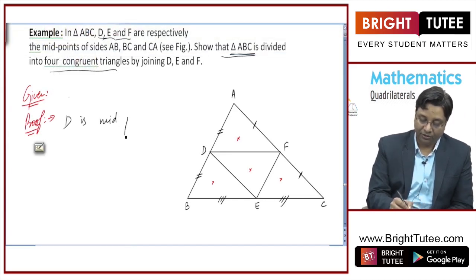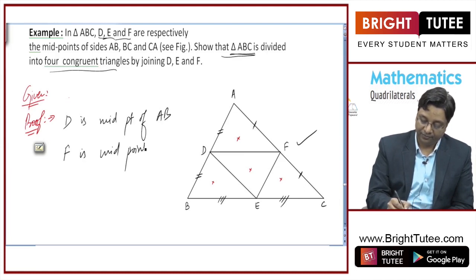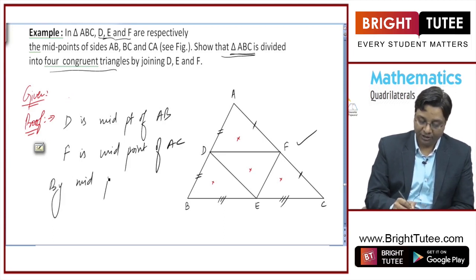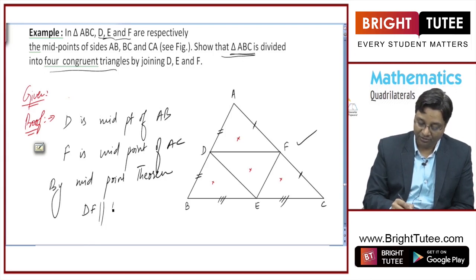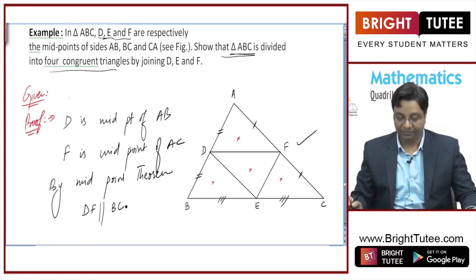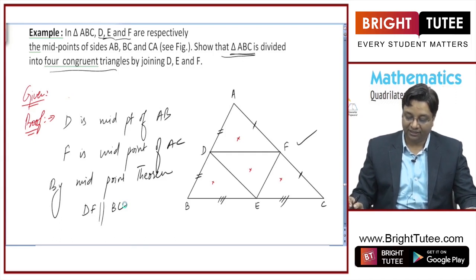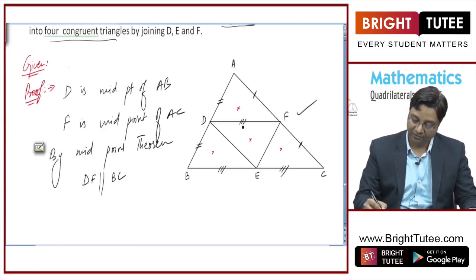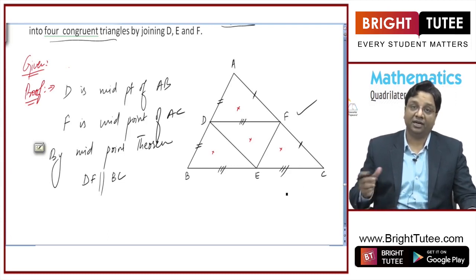D is midpoint of AB, F is midpoint of AC. Now by midpoint theorem, what can you say about DF and BC? DF will be parallel to BC. Another thing that I can say about DF is that it will be half of BC, right? So DF will be parallel to BC and it will be half of BC.